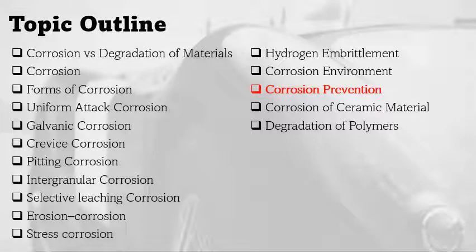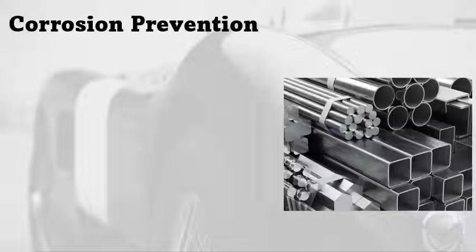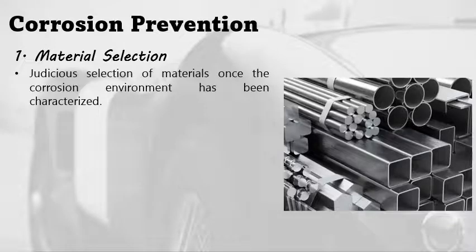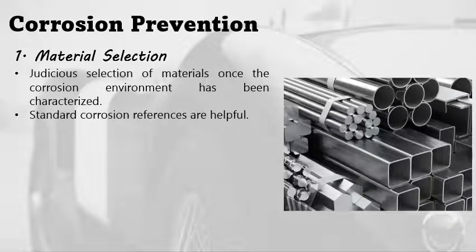Let's move forward to the ways we can prevent corrosion. Perhaps the most common and easiest way of preventing corrosion is through the judicious selection of materials once the corrosion environment has been characterized. So we learned in the previous slide the different corrosion environments. Once we already have an idea what kind of environment the material will be used in, then we have to be judicious in the selection of the materials.